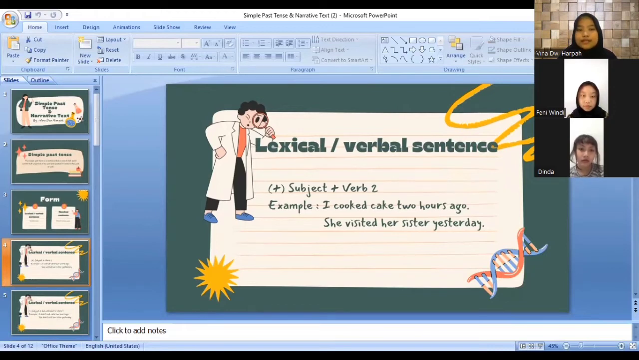negative sentence in lexical or verbal sentence. Subject plus didn't plus verb 1. In a negative sentence, we use verb 1, no verb 2. Okay? Example, I didn't cook cake 2 hours ago. I is subject, didn't, and verb 1 is cook. She didn't visit her sister yesterday. She is subject, didn't, and visit is verb 1. Remember, in a negative sentence, we use verb 1.